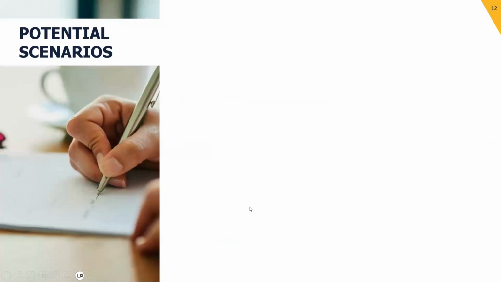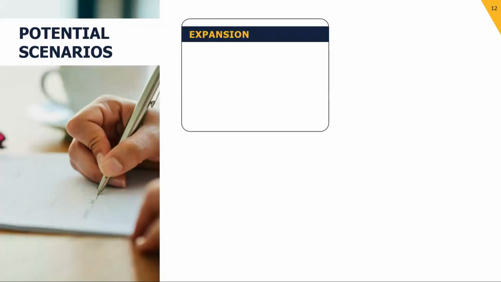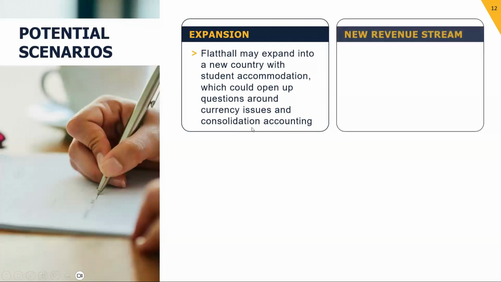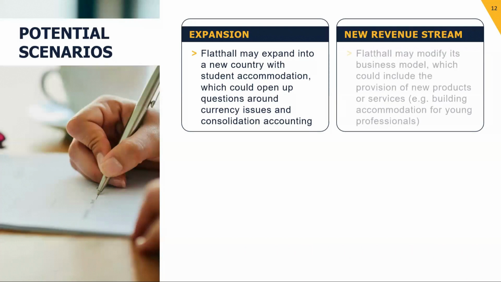Okay, so what about then, from that pre-seen, the kind of scenarios that we need to be ready for? So expansion, we've already mentioned it, haven't we? Flathall may expand into a new country by building new student accommodation, new buildings. And that could open up questions about currency and also consolidation. They could come up with a whole new revenue stream. So yes, at the moment, their revenue is all from accommodation for students. They could come up with a new revenue stream.